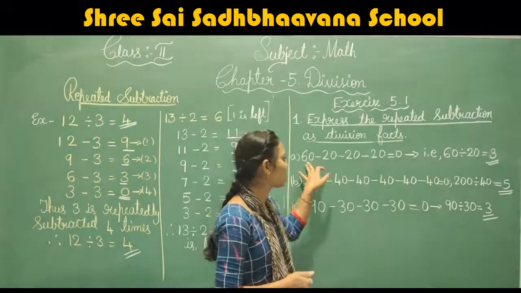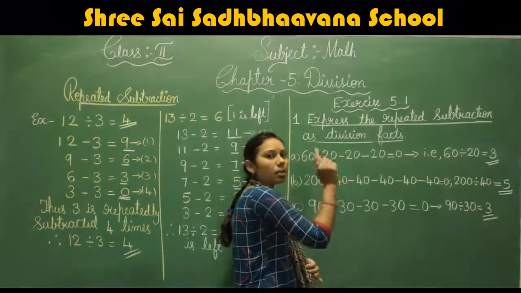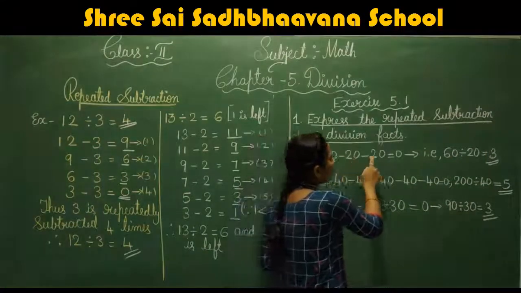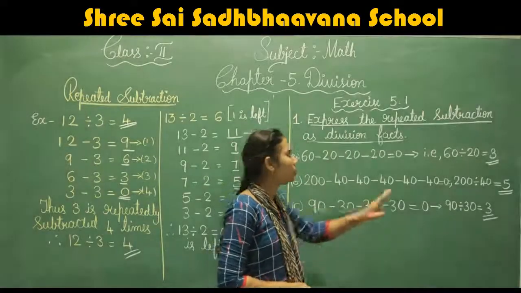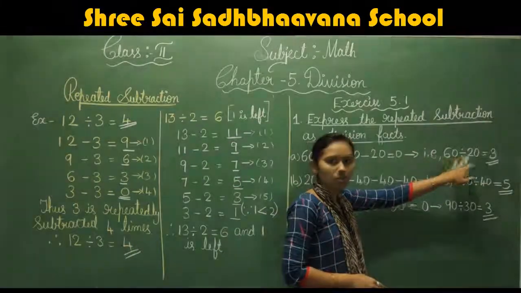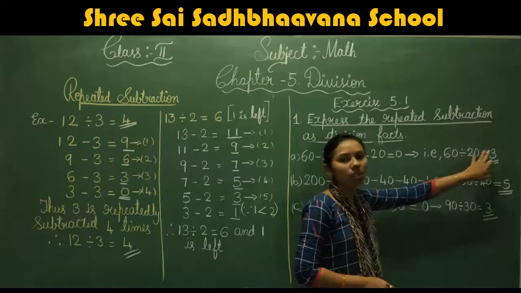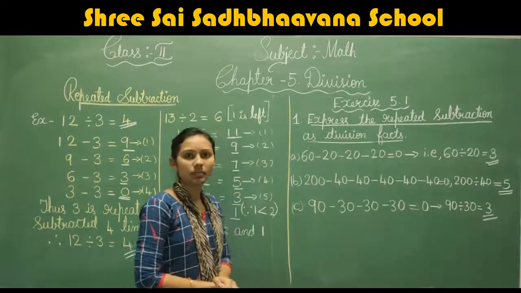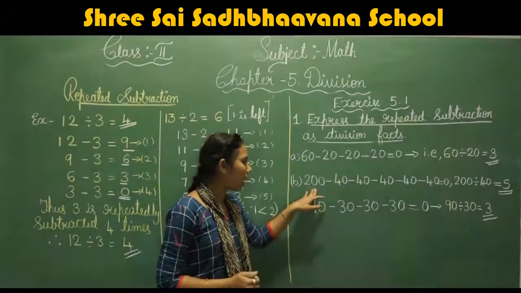See children, 60 divided by 20. How many times are you subtracting 20? You have to count it now. 1, 2, 3. How many times? 3 times. So that means this is your division fact: 60 divided by 20 is equal to 3. Got it? Okay, we'll move to the B question now.